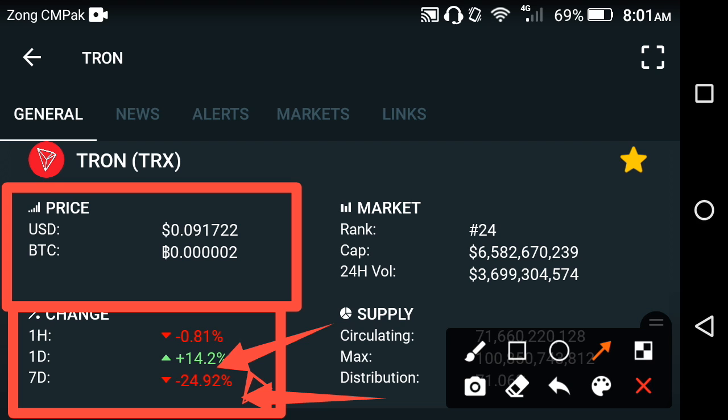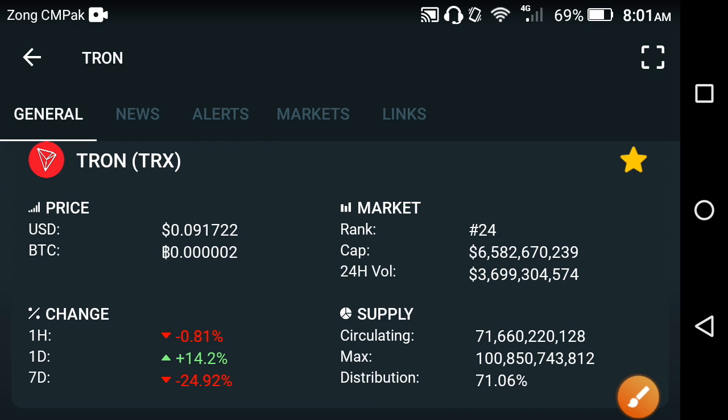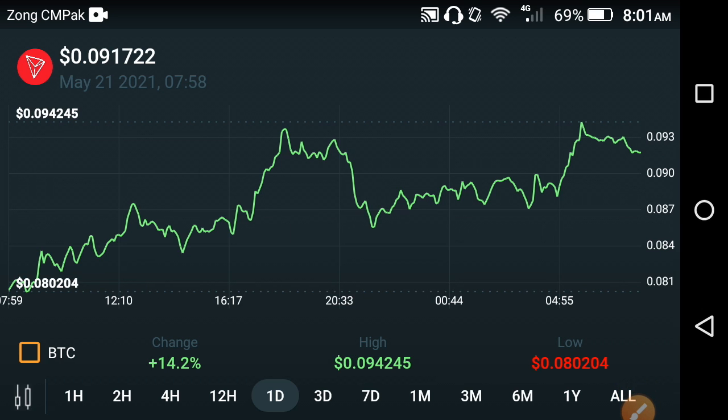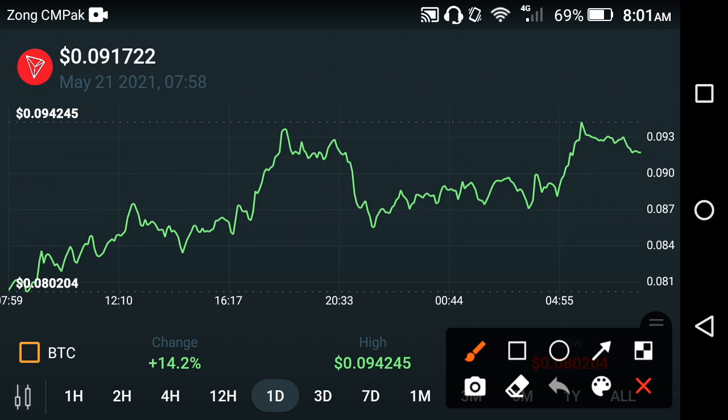So what's going on at this time in TRX? A lot of people are confused and worried about what's going on at this time in TRX. But don't worry, let me show you more details about TRX on the price chart, friends. As you can see here, if you look at the price chart of TRX, I hope that TRX is in jumping mode.